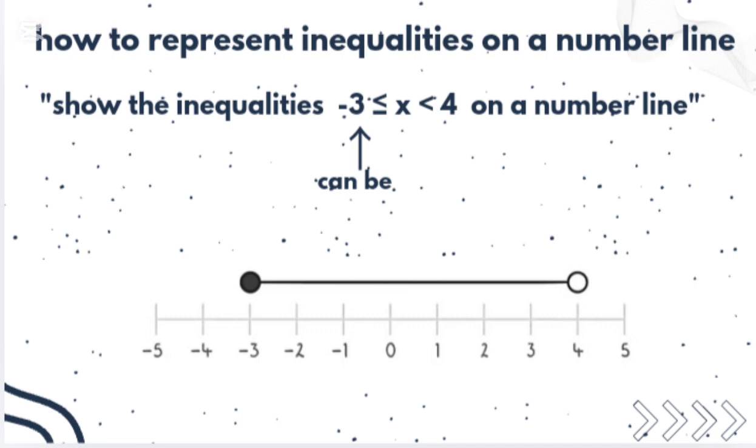Then the last thing we need to do is check if we need to fill in either of our circles. So because it says that -3 is less than or equal to x, we know that x can be -3 itself, and so we fill in the circle above the -3, whereas because x has to be less than 4, we know that x can't be 4 itself, and so we leave the circle above 4 empty.